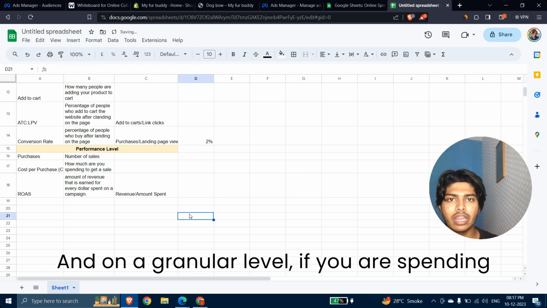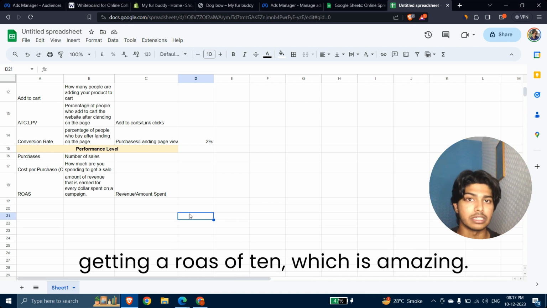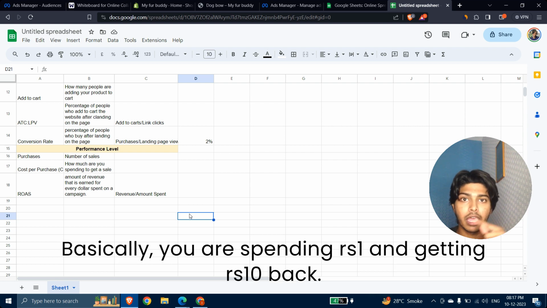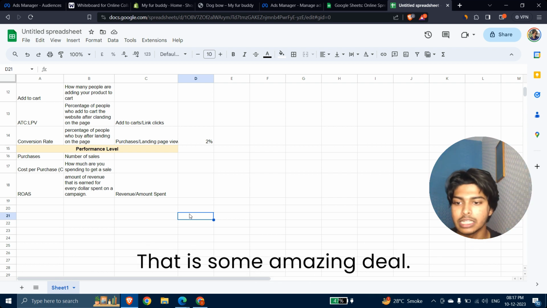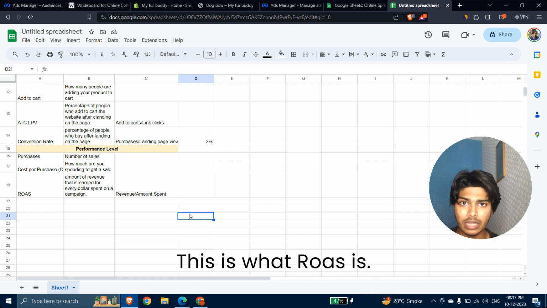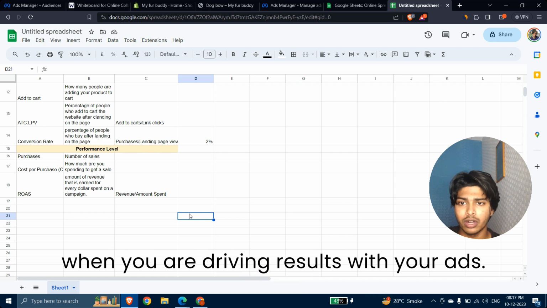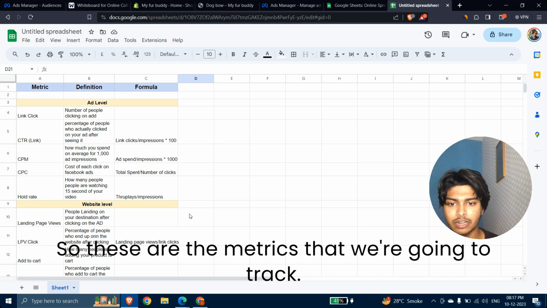And on a granular level, if you are spending 1,000 rupees and you're making 10,000 from it, you're getting a ROAS of 10, which is amazing. Basically, you're spending 1 rupee and getting 10 rupees back. That is some amazing deal. So this is what ROAS is, and this is often considered the primary metric when you are driving results with your ads. So these are the metrics that we're going to track.